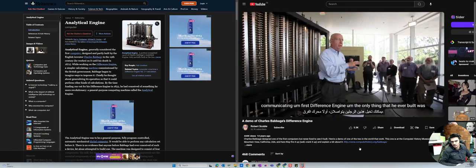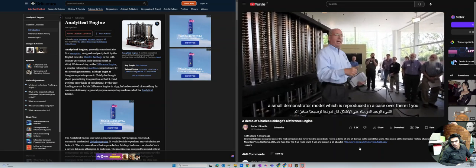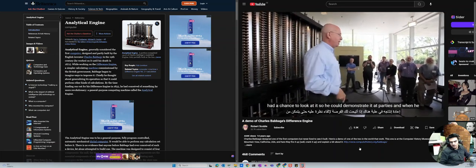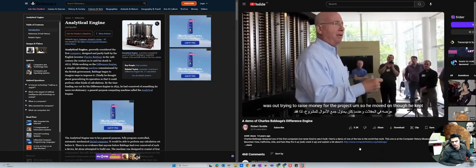First difference engine. The only thing that he ever built was a small demonstrator model, which is reproduced in a case over there if you get a chance to look at it. So he could demonstrate it at parties and when he was out trying to raise money for the project.